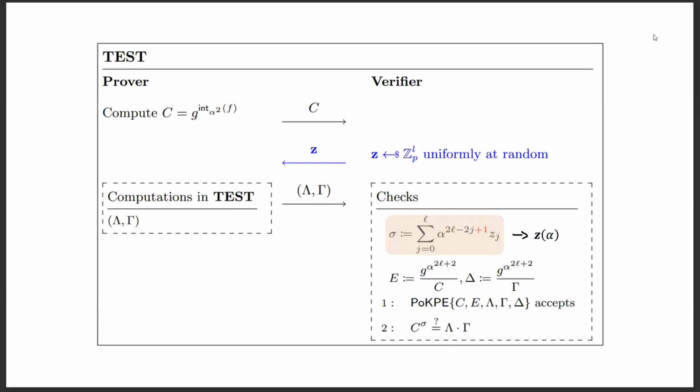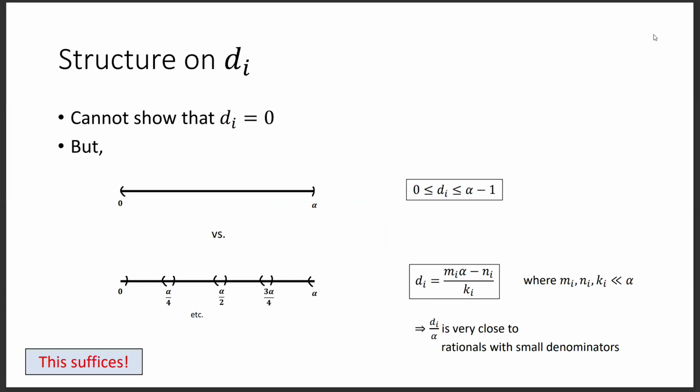So what do we actually get? We cannot prove that DI is 0. That is something that doesn't happen. We instead prove that instead of DIs being unrestricted from 0 to alpha minus 1, we can restrict DIs to these weird bunch of intervals between 0 to alpha. And what these intervals intuitively are, basically DI by alpha is very close to rationals with small denominators. So at small fractions from 0 to alpha, you're going to have the potential locations of DIs. And the exact form is something like this.